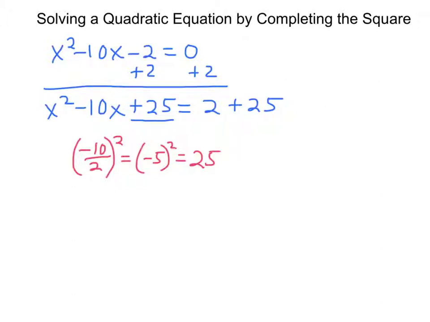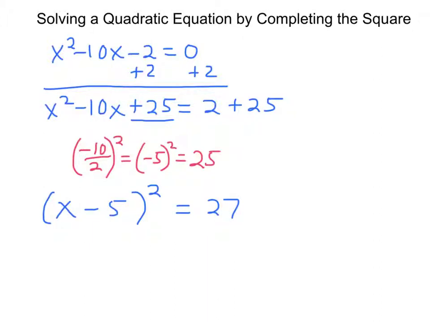So now that I've done that, I'm going to factor the left side into the square of the binomial. So we know that the left side of the equation would factor into x, and remember what comes next is whatever's in parentheses here, so minus 5. So x minus 5 squared equals, and then on the right side we'll just add the two numbers together. 2 plus 25 equals 27.